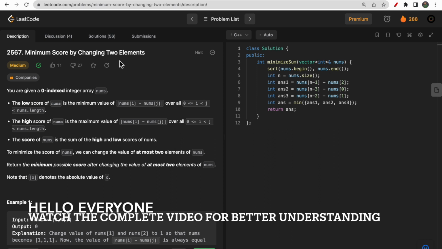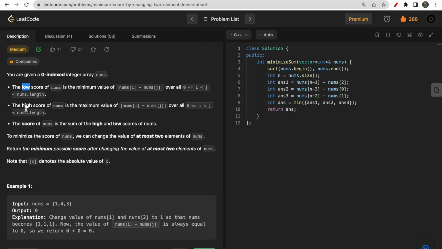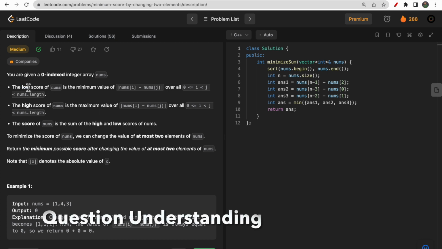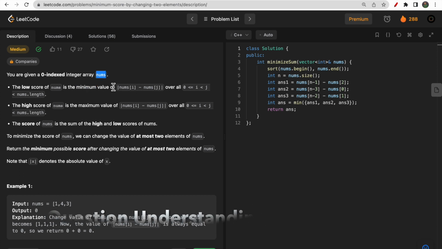by changing two elements. So here you are given one nums array. You need to find one low, one high, and the score is the summation of low and high scores. Now let's take a look at the definition of low. So this low states the minimum value of the difference of nums of i and nums of j. That means the difference of any two elements of this nums array, and this difference is the absolute difference.